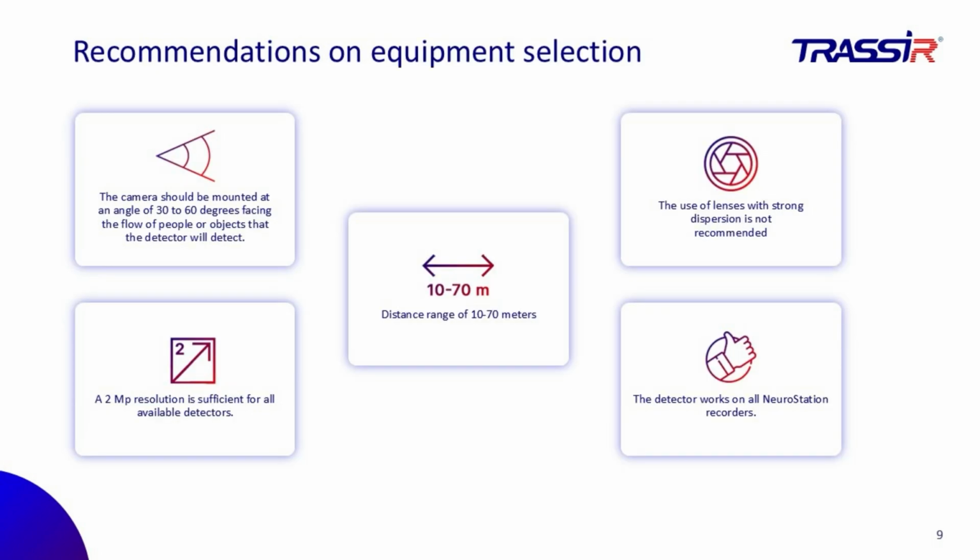Now, let's look at the recommendations for choosing the equipment. The camera must be installed at an angle from 30 to 60 degrees to the flow of people or objects that the detector will detect. The shooting direction should be such that the objects that appear do not cover each other. A resolution of 2 MP is sufficient for all available detectors to work. It is not recommended to use lenses with strong dispersion. The distance to the object is in the range of 10 to 70 meters. The detector works on all recorders of the NeuroStation line.